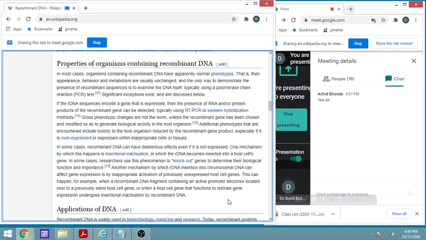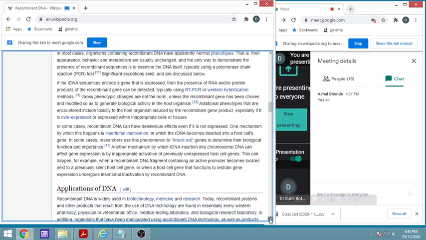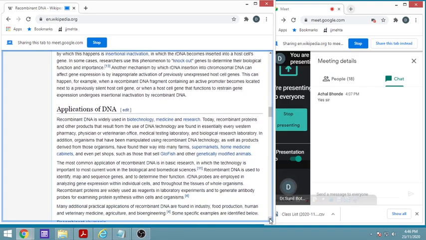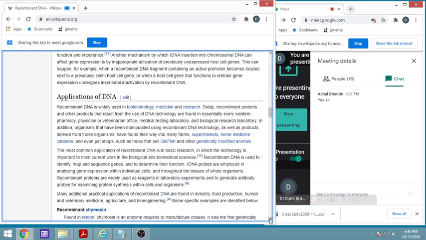When a recombinant DNA fragment containing an active promoter becomes located next to a previously silent host cell gene, or when a host cell gene that functions to restrain gene expression undergoes insertional inactivation by recombinant DNA, these are the top problems. Either it can show silencing, it can cause alteration, it can change the periods, and accordingly it will be there.